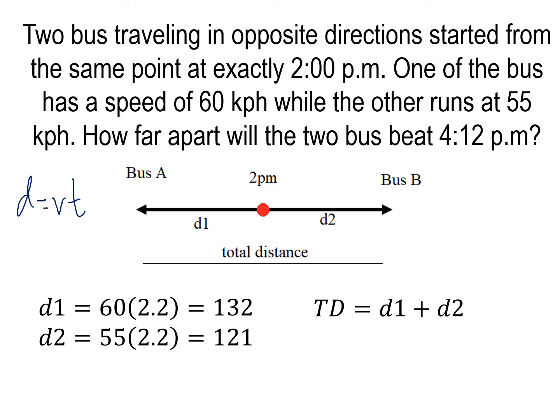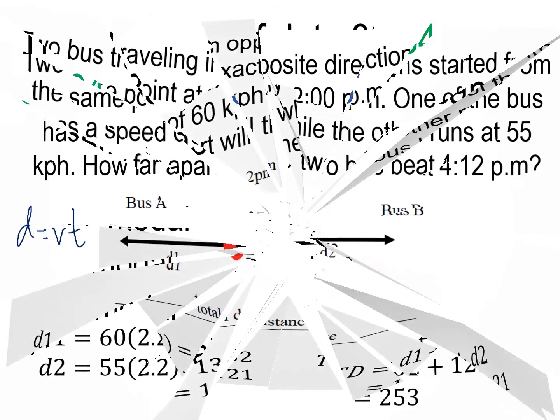But the total distance is D1 plus D2. So, 132 plus 121 will give us 253. So, that's it. All right, next problem.